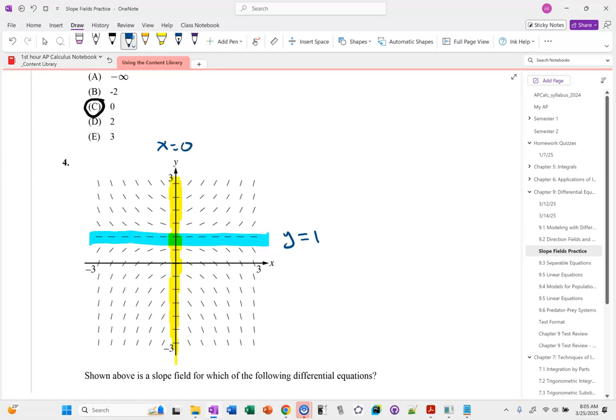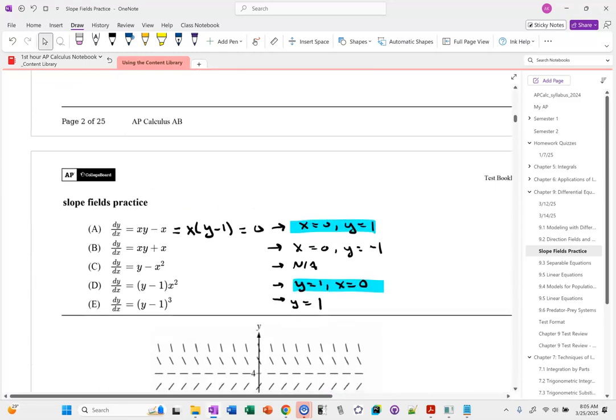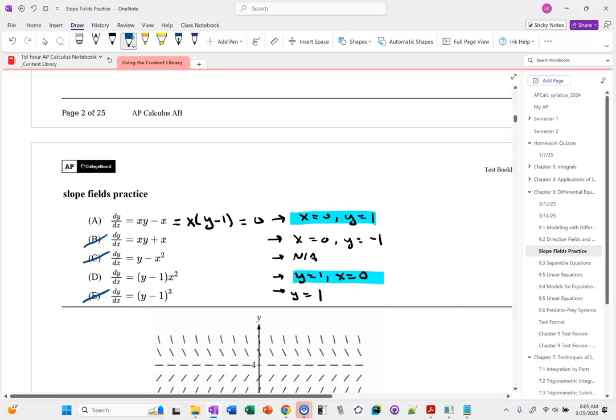Do I have any other equilibrium values? I do not, right? So we can go and eliminate those spots, correct? We're just stuck now between these two. So what I am going to notice here is that really the only difference between these two differential equations is one is an x and one is an x squared.